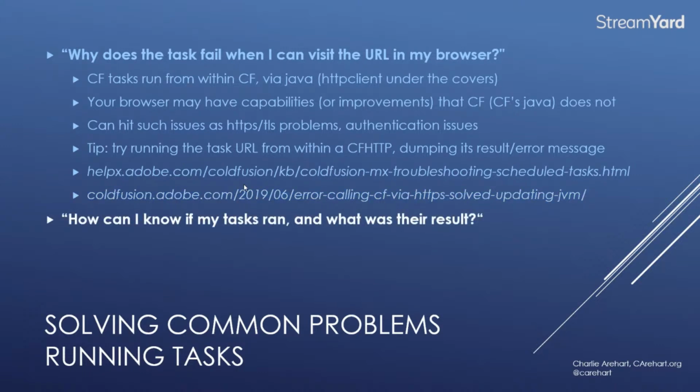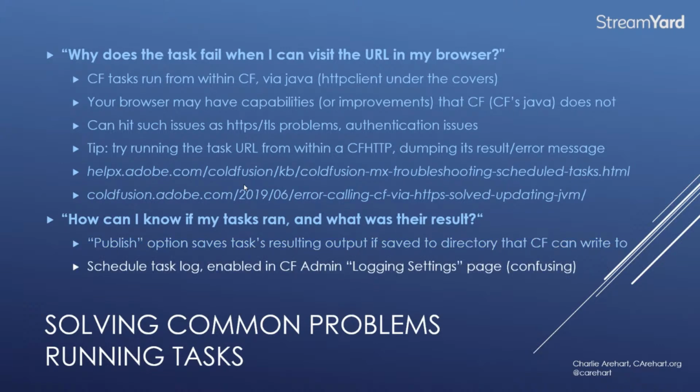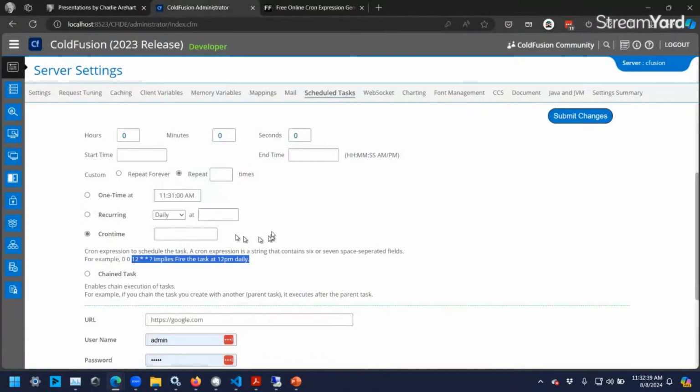Okay. Now, this is another thing. People go, well, how can I know if my task even ran and what's the result? So remember, you can use the publish option and it will save the result into a file, and you could look at that. And check this out, this is very important. There's a scheduled task log, but it is not enabled by default, and it is not on the scheduled task page. It's in the logging page of the CF admin. So let me come up here and go to debugging and logging, right?